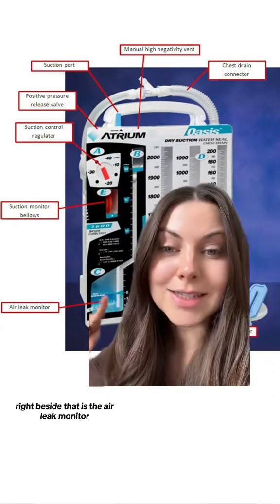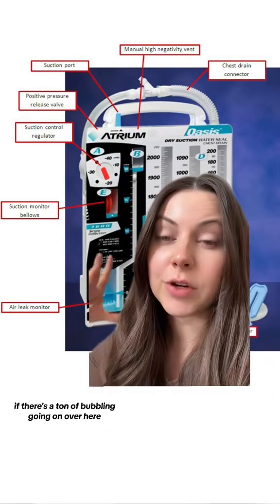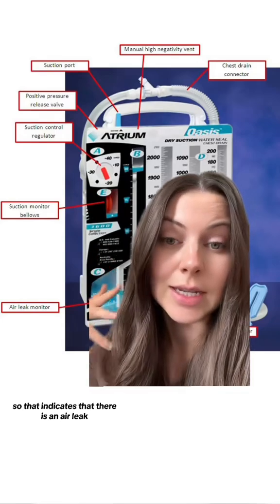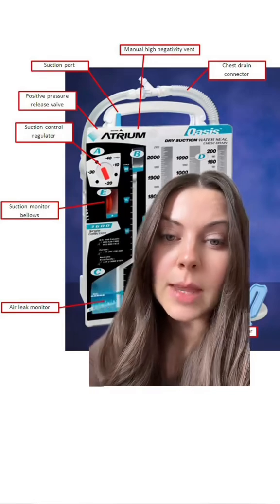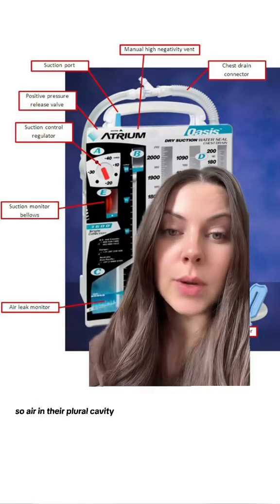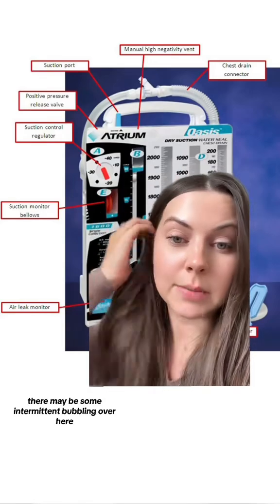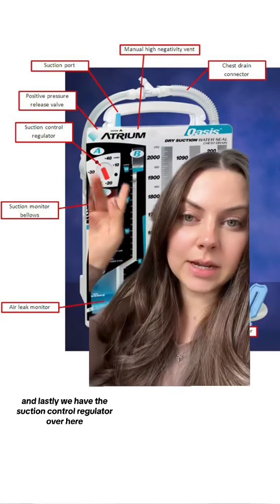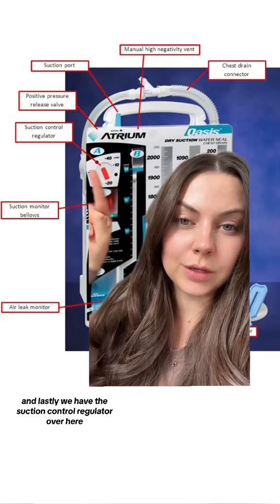Right beside that is the air leak monitor. And just think, if there's a ton of bubbling going on over here, that indicates an issue, so that indicates that there is an air leak. Patients who have a pneumothorax, so air in their pleural cavity, there may be some intermittent bubbling over here, and that is okay.